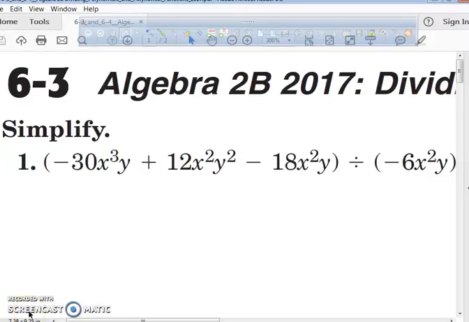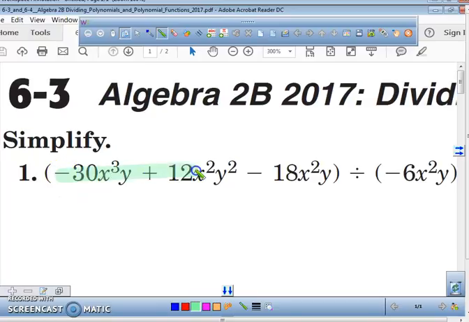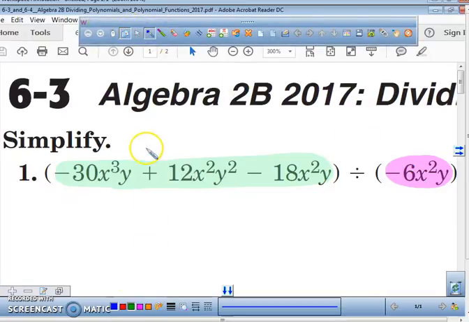Alright guys, today what we're going to be talking about is how to divide polynomials. Right now, I'm going to highlight our polynomial right here. This polynomial is formed of three separate monomials. Okay? What we're going to do is take this polynomial and divide it by this monomial right here. So I'm just going to label it. This is the polynomial right here. This is a monomial.